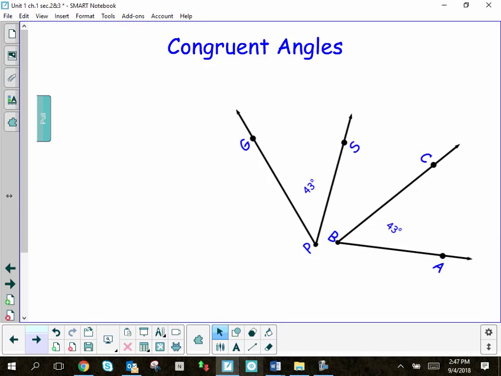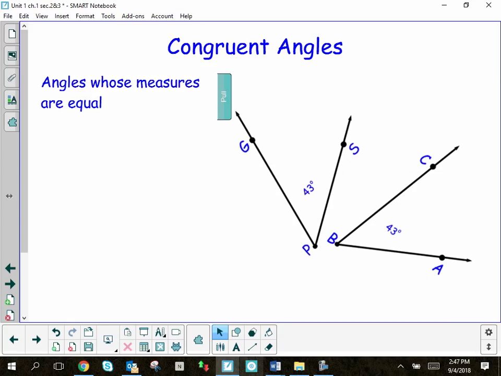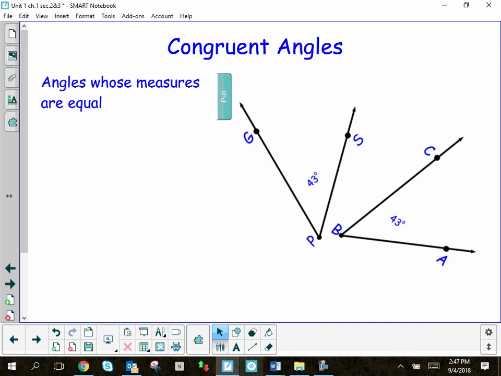Congruent angles, we talked about congruent last unit, last section. That means same size and shape. So if we're talking about congruent angles, those are angles whose measures are equal. So sometimes they're like this, or let's say they didn't have these measures right here. If they didn't have those measures, then you'll see these tick marks in the interior of the angle, and that signifies that they are congruent.